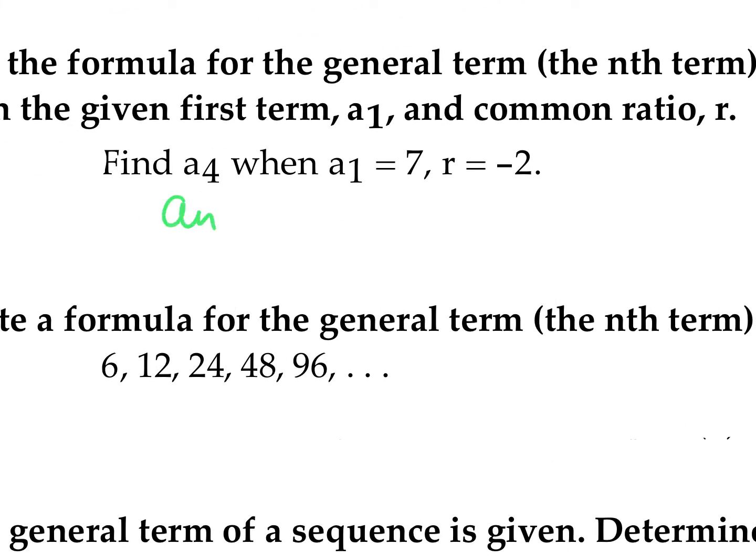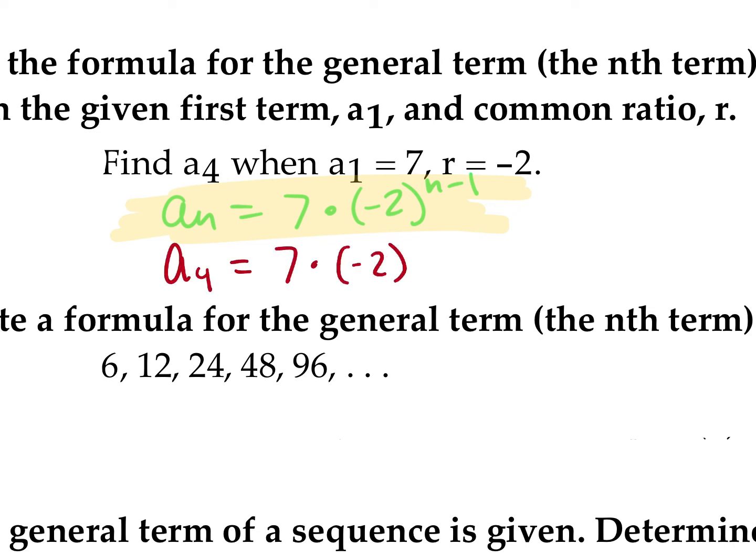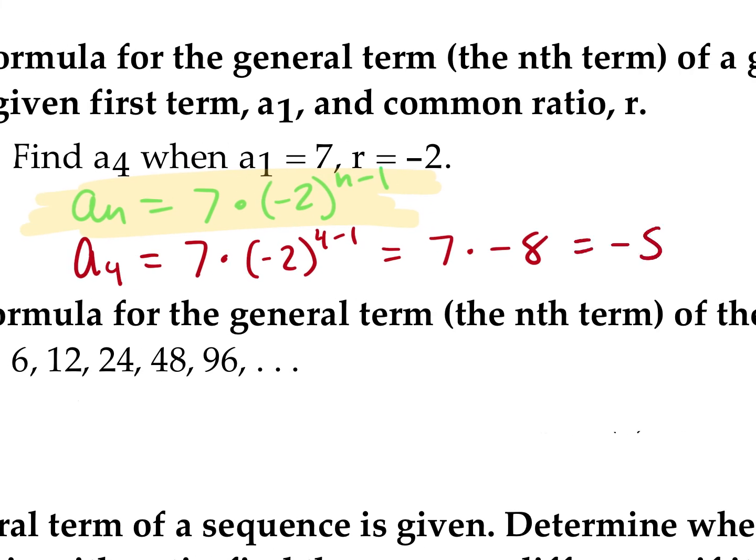So a sub n is equal to a sub 1, which will be 7, times our common ratio, which is negative 2 to the power of n minus 1. So that's our general equation. And then we also have to find the fourth term. So a sub 4 is 7 times negative 2 to the power of 4 minus 1. So this will be 7 times negative 8, so negative 56. Remember, PEMDAS, order of operations, you have to do the exponent first, then multiply the 7.